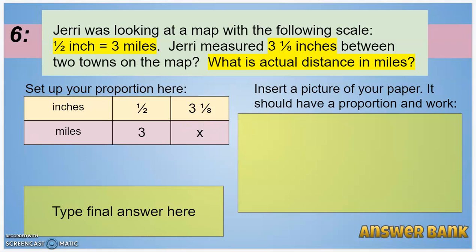Okay, now it's time to set up our proportion. We're going to butterfly, multiply, and divide. Let me go to my pencil and paper. Here we go. It had said inches to miles. I'm going to go ahead and put fraction bar equal fraction bar. And what we had said was 1/2 of an inch goes with 3 miles, and 3 1/8 inches goes with some amount of miles we're going to figure out.